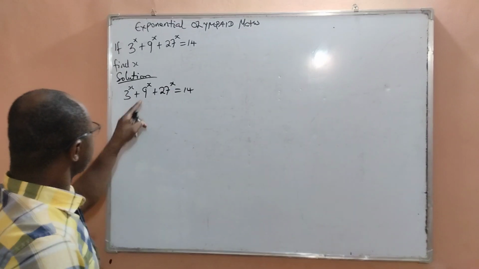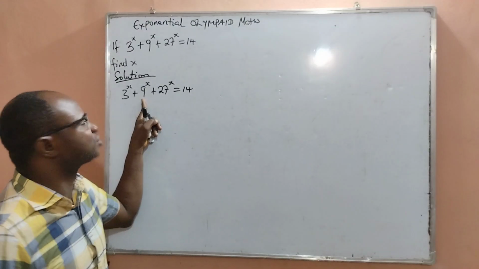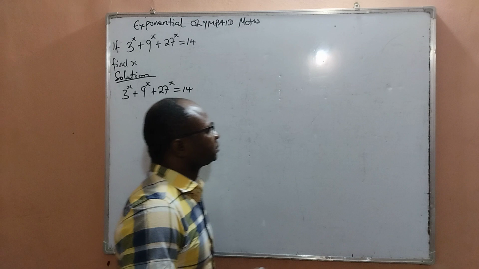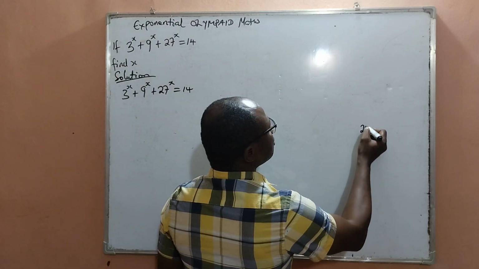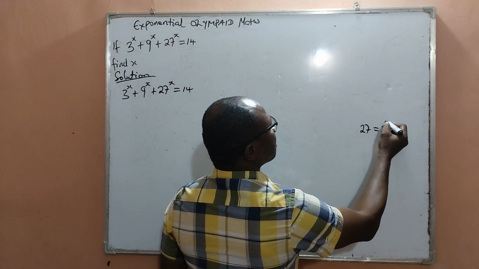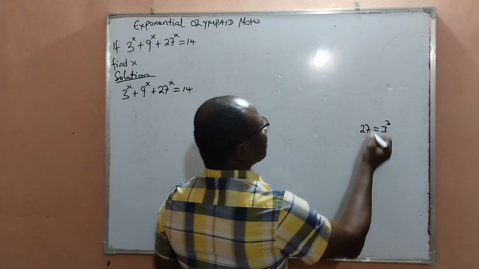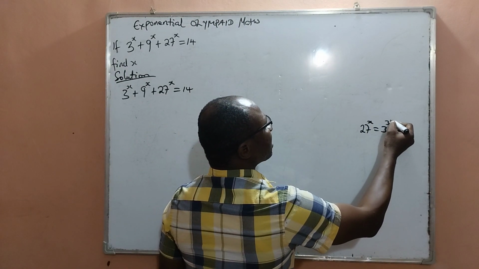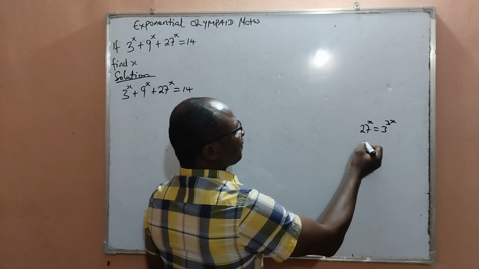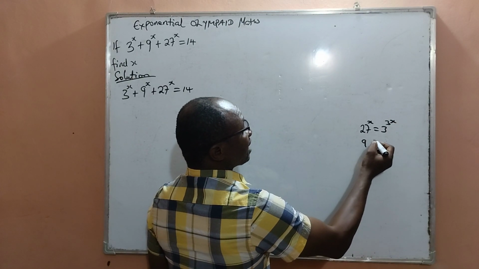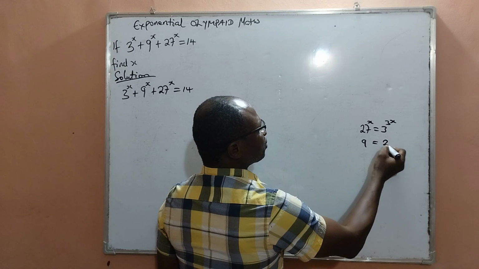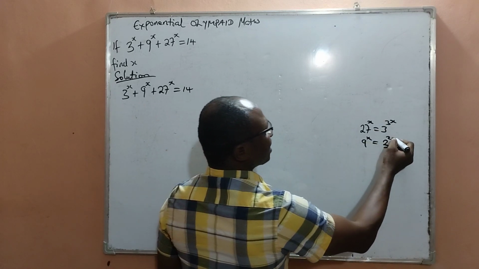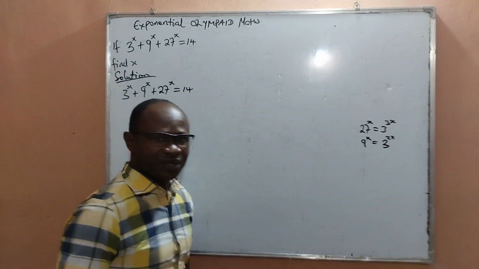But then, 9 is the same thing as 3 raised to the power 2, and 27 is the same thing as 3 raised to the power 3. Okay? And already I have 27 raised to the power x. So it is going to be 3 raised to the power 3x. Where I have 9 raised to the power x, it will now be 3 raised to the power 2x.